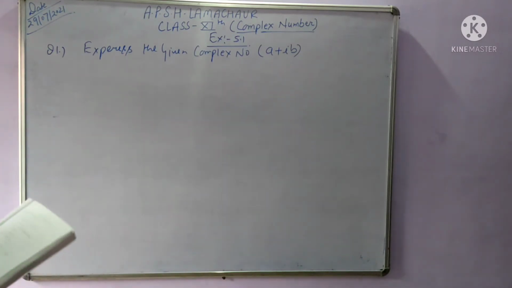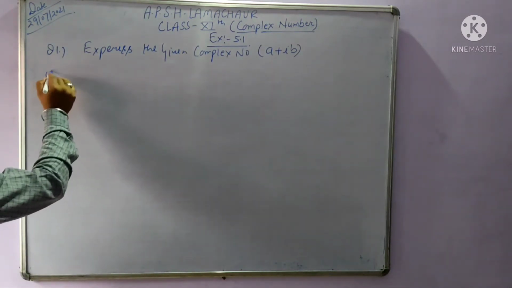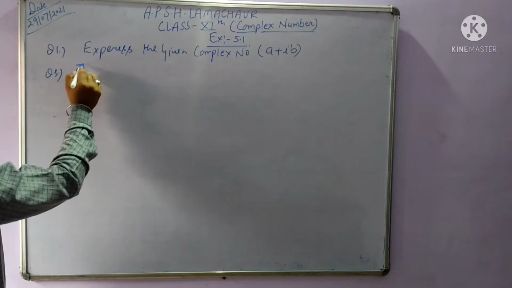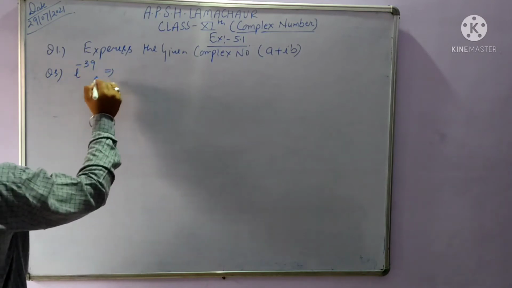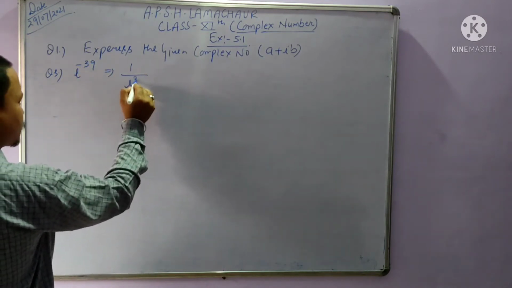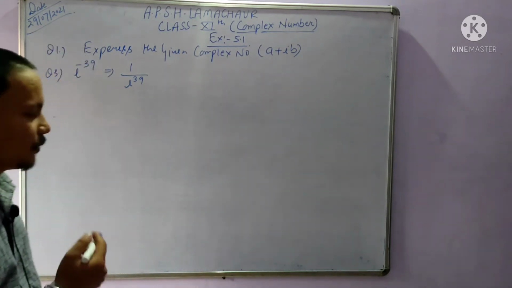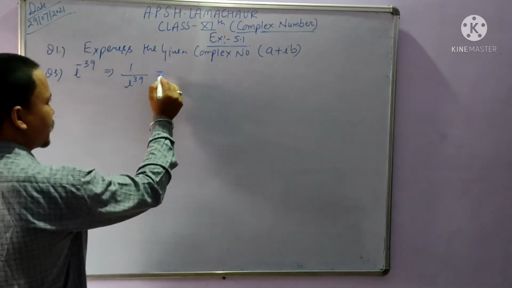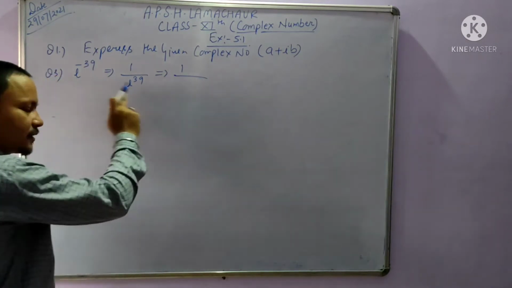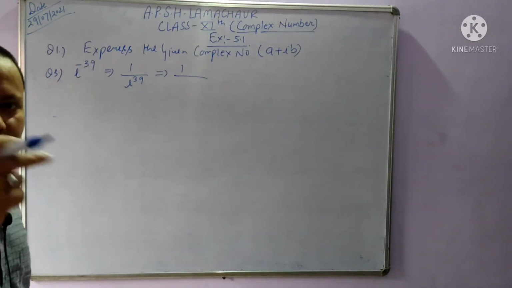The third question is i raised to the power minus 39. So we can write it as 1 upon i raised to the power 39, because our first priority is to make the exponent of iota positive. Now what can we do here? We have to change the exponent of iota into a multiple of 4.